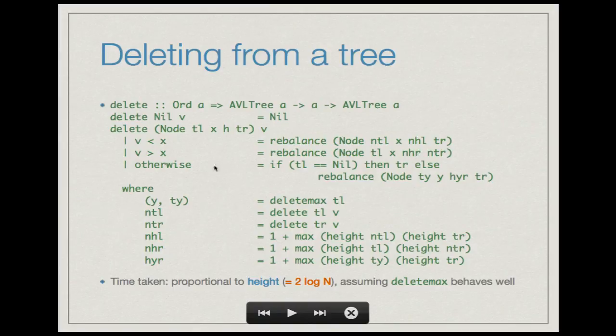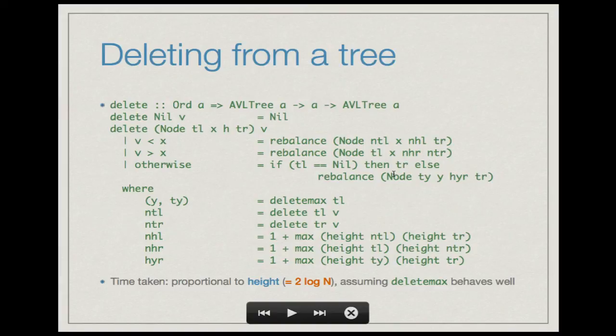In the case where v is greater than x, we delete v from the right subtree and we rebalance the overall tree. The crucial case is when v is equal to x, in which case we do deletion as in the binary search tree case. We first check if the left subtree is nil. If that is the case, then we just replace the tree node tl x h tr by just tr, because we are deleting x and there is no left subtree of x, so tl is nil, and tr is the right subtree of x. tr can take the place of x. So this is what we return.